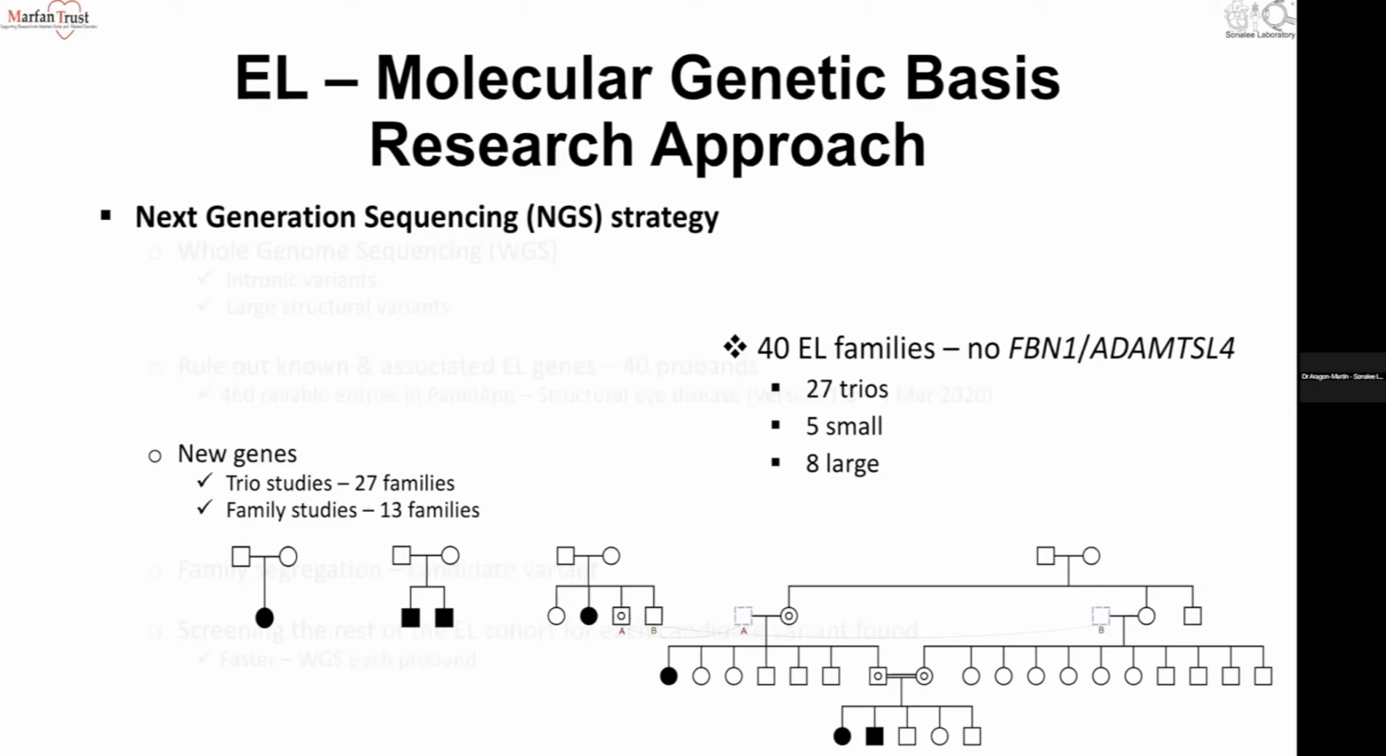So after ruling out the known genes, it is time to search for new genes. To discover new genes in our cohort of 40 EL families, we can perform either trio or family studies. At the moment, we have 27 trio studies. One example of a trio family is over here on the bottom left picture. We have 5 small families like this one over here in the middle. And we have 8 large families. One of them is here on the right-hand side.